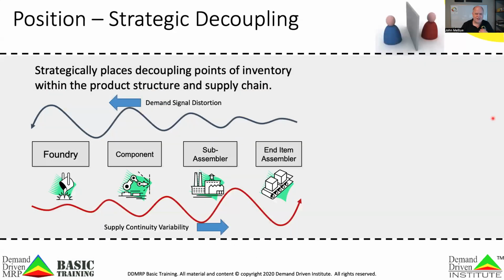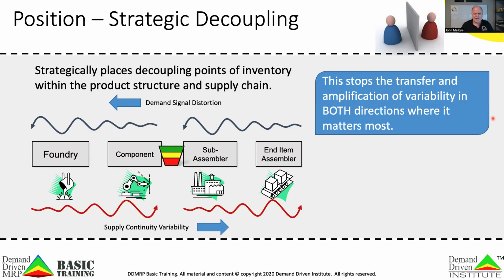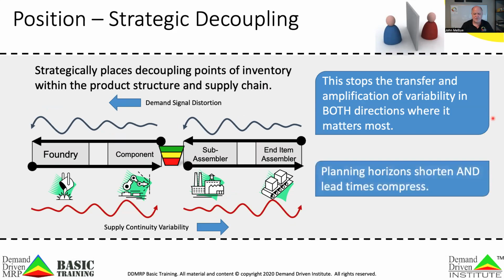So the first step, strategic decoupling. We're going to place inventory in such a way, somewhere in the supply chain, either within the product structure or across the supply chain, to decouple our supply chain. And what that means is, in this case, we put a buffer between the component supplier and the subassembler, and that will stop the transfer and amplification of variability in both directions. It also shortens the planning horizons, and our lead times compress.